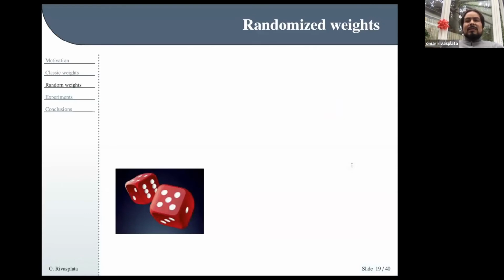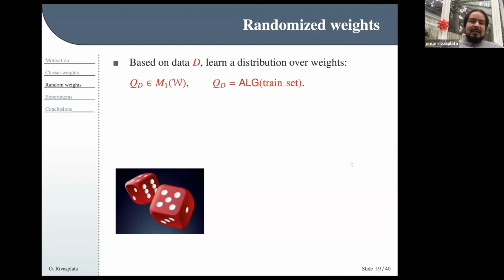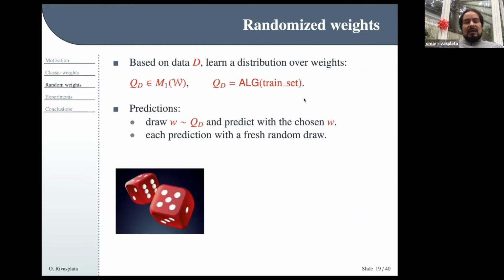So first of all, talking about randomized weights. The idea here is again that based on the data, the goal of the learning process is to find a data-dependent distribution over weights. That distribution is going to be the output of the algorithm on the training set. And there are different ways in which one can devise prediction schemes based on a distribution of the weights. The one that I want to emphasize here is the one called stochastic predictions, where for each new prediction that you need to make, you randomly draw weights from that learned distribution and then predict the label according to the chosen weight. If you need to make a new prediction after that, then you freshly sample the new weight from the same data-dependent distribution that was learned in the training process, and then use that randomly sampled weight to make a prediction, and so on and so forth.